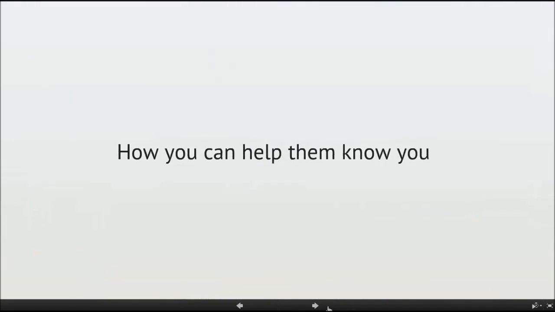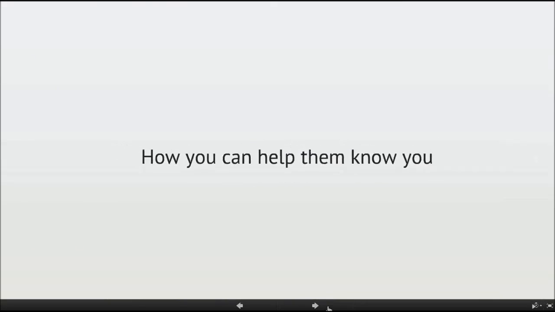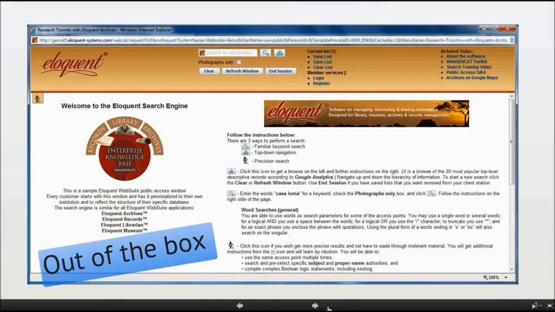So now that they've found you, how do you help them know what you're all about? This is our out-of-the-box public search interface. There's a lot to work with here, and we can help you customize it to fit your image. So let's take a look at the possibilities. We have color, style, and images. All of these can be made to fit your individual needs, your individual colors and style. If your institution likes to do things in blue, we can do blue. If you want your logo at the top, we can do that.